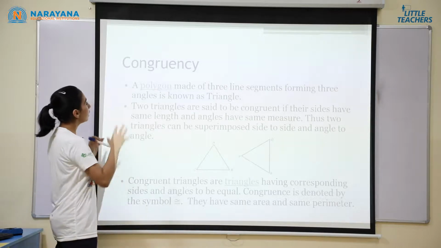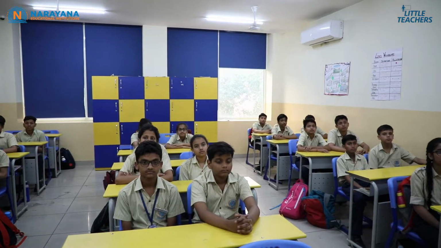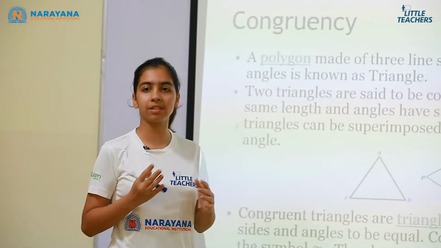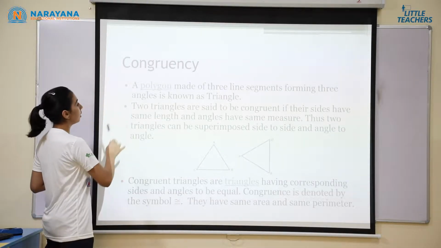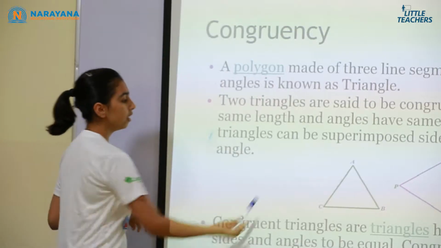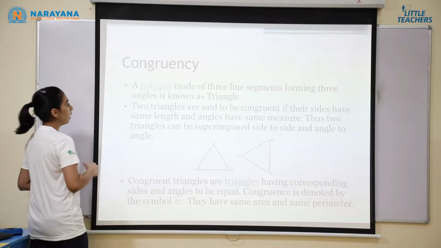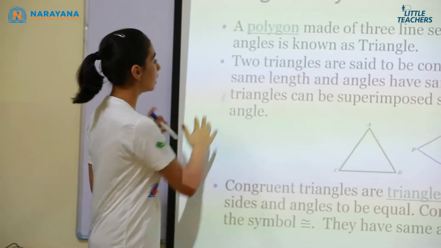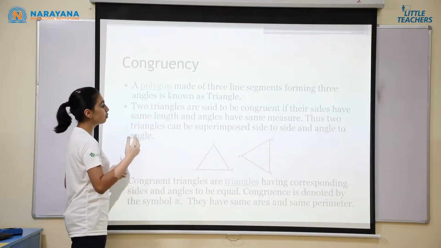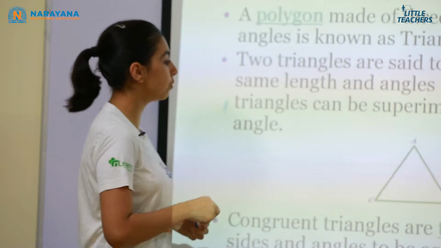First of all, I will tell you about congruency. Congruency is all about being the same as in a triangle. A polygon made up of 3 line segments forming 3 angles is known as a triangle, as shown here. And 2 triangles are said to be congruent if their sides have the same length and angles have the same measure, so the 2 triangles can be superimposed side to side and angle to angle.